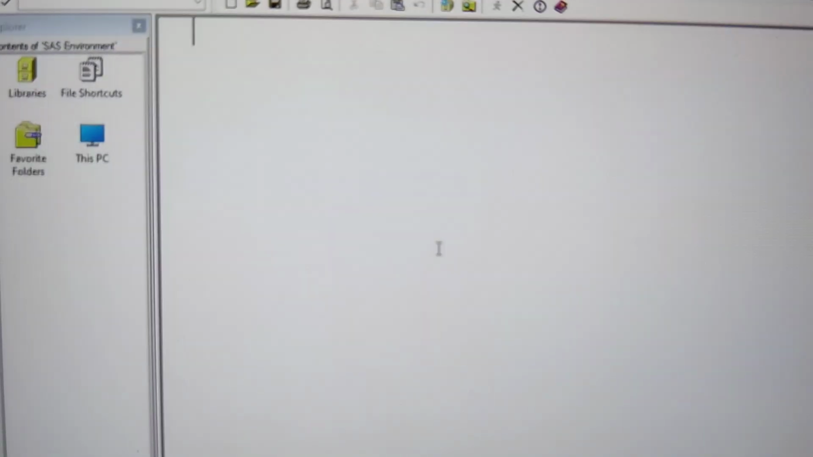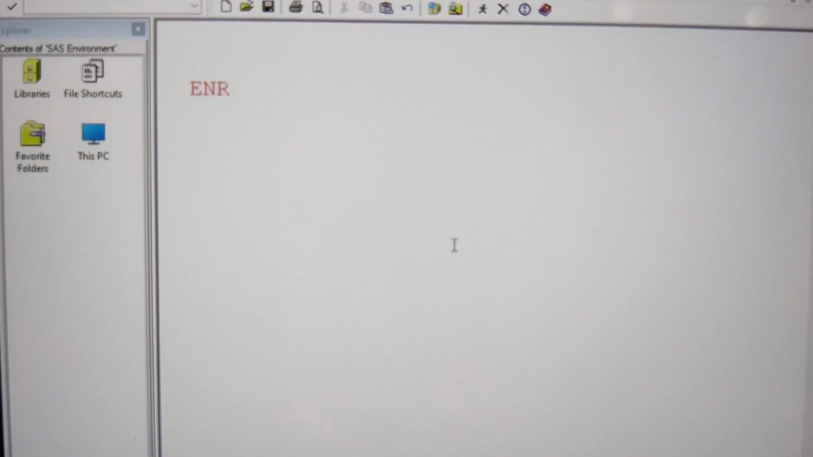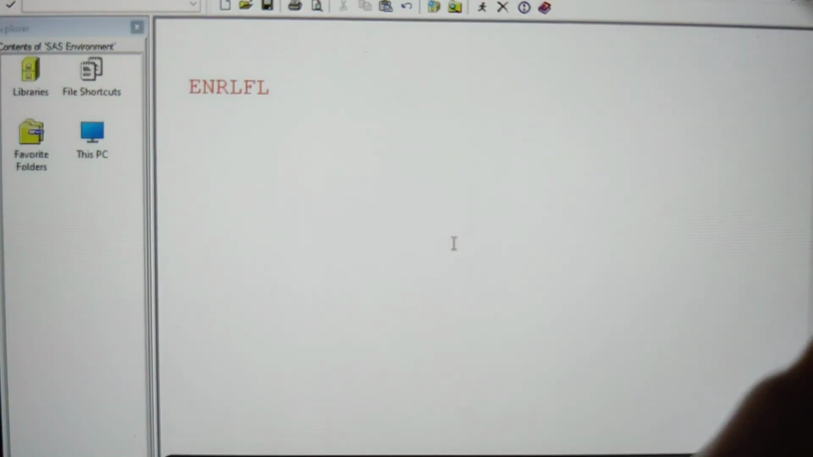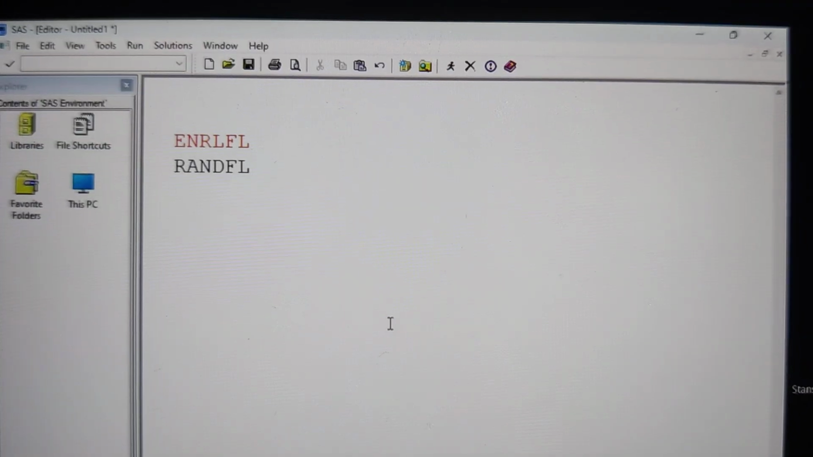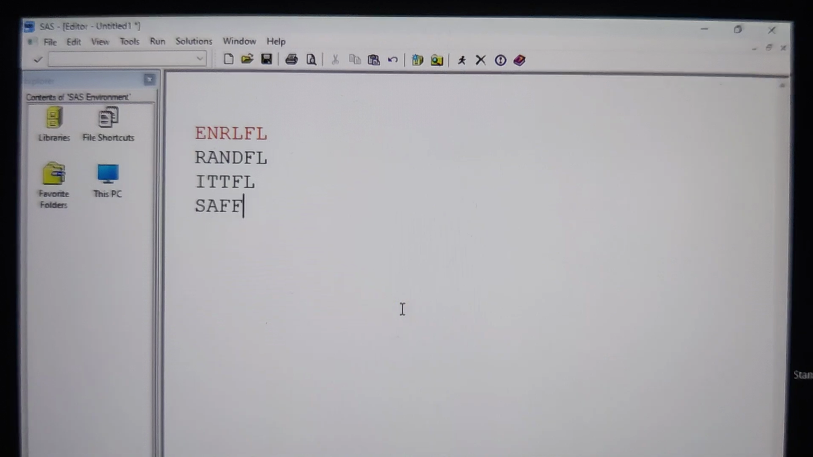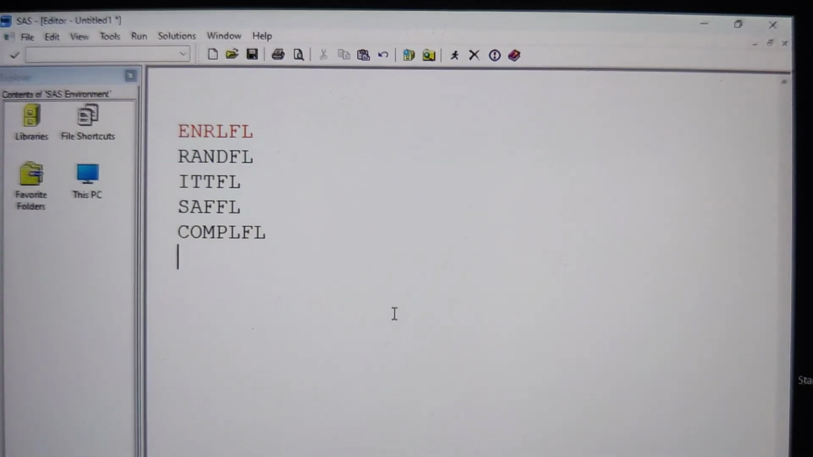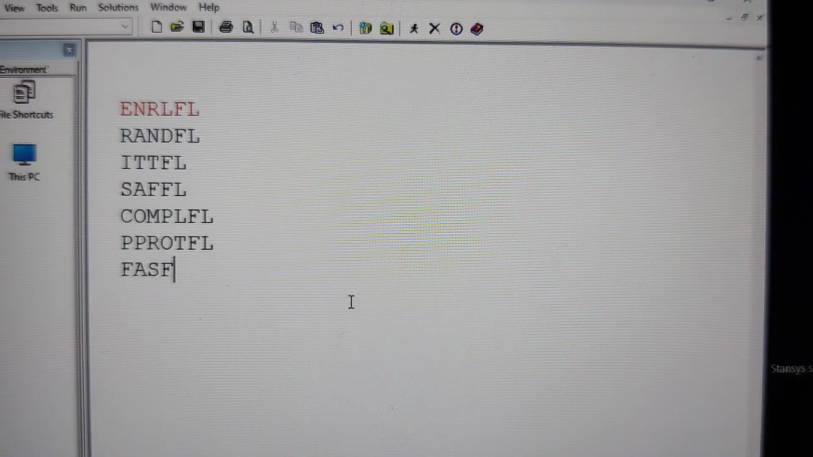And remember what were the population flags that we have seen in the last class? First of all, we have seen the enrollment flag. Then we have seen the randomization flag. Then we have seen ITTFL. Then we have seen SAFFL. Then we have seen the completed flag, COMPLFL. Then we have seen PPROTFL, the protocol flag. And then we have seen FASFL, the full analysis flag.